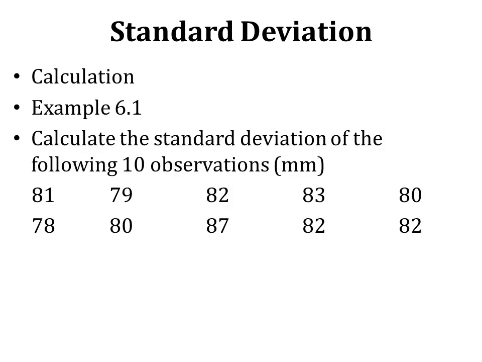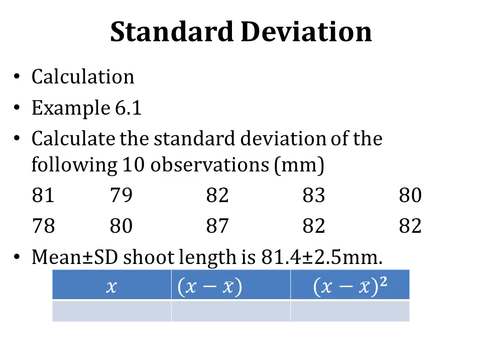So this is one example. Calculate the standard deviation of these 10 observations. First we will calculate their mean value, and then we will calculate their individual deviations from the mean. We'll take their squares, we'll take the sum of this column, and we will write down our result as mean plus minus standard deviation. Shoot length is 81.4 plus minus 2.5 millimeters.